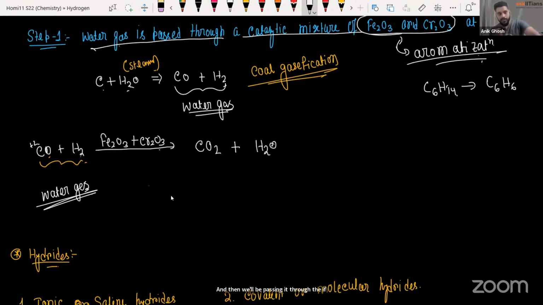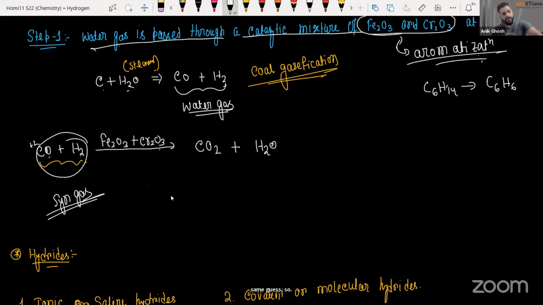Now, it being an oxidizing agent, what would it do, guys? It would oxidize the carbon. This is syn gas. I mean, sorry, yeah, this is syn gas, so not water. Synthesis gas, right? Syn gas is what we call it. Anyways, the same thing, they are not different at all. So CO and H2 is what you have.